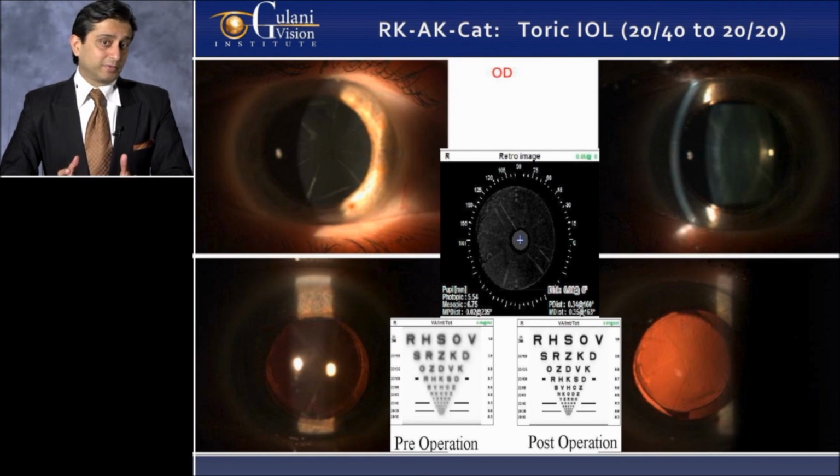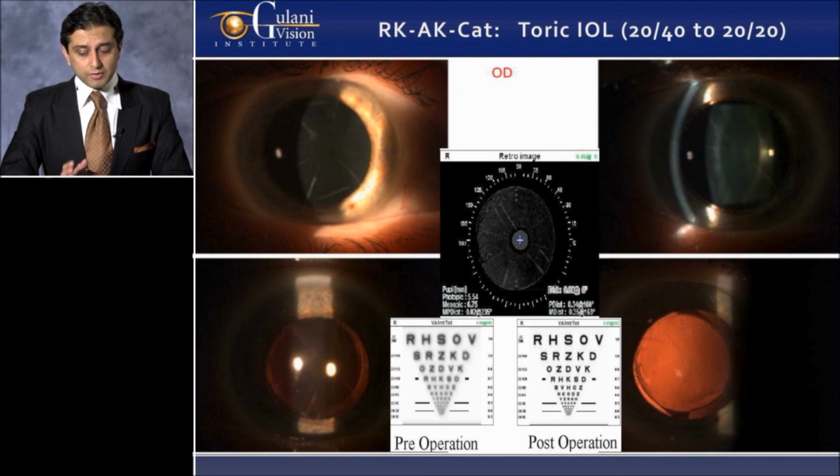Remember, these are active people. Plus, these are mostly type A personalities because that's why they had the RK surgery as early adopters. So you have to listen to their complaint and take it seriously. So in such patients, what you would do is you would go ahead and do their cataract surgery.